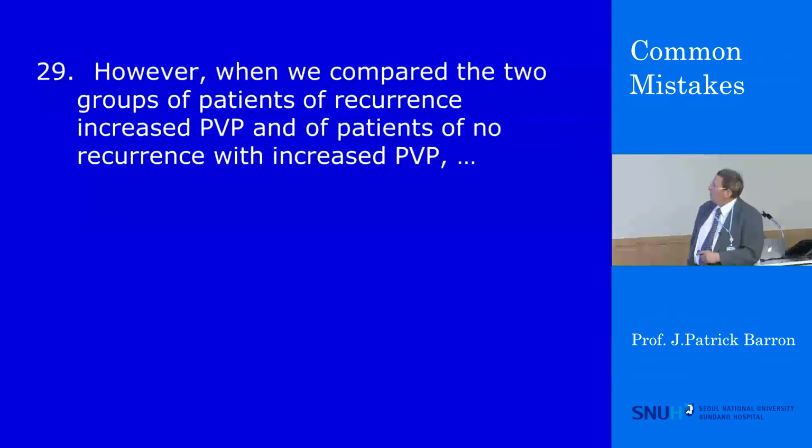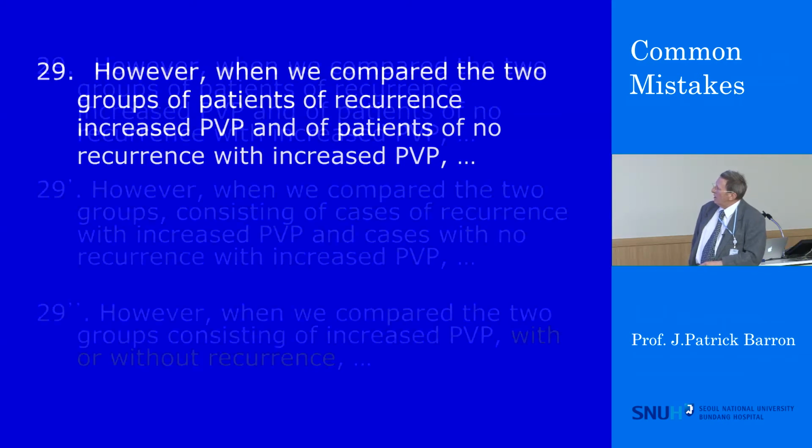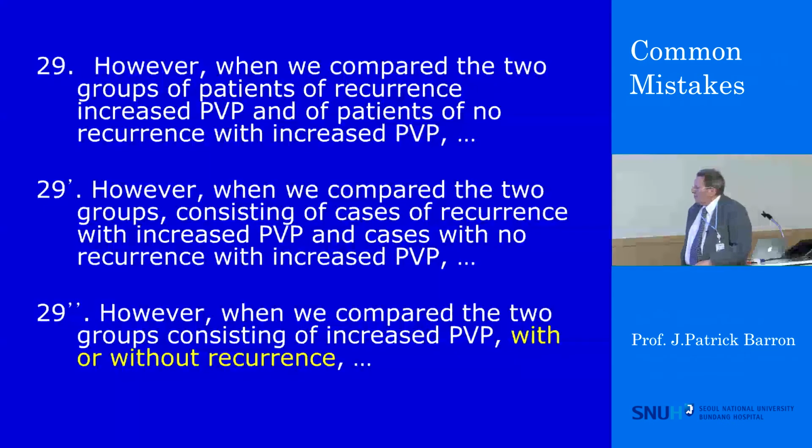However, when we compared the two groups of patients of recurrence, increased PVP, and the patients of no recurrence with increased PVP. I would go for the third one, which is, however, when we compare the two groups consisting of increased PVP with or without recurrence. So here it's saying both have increased PVP, and one group has and one group has not recurrence.